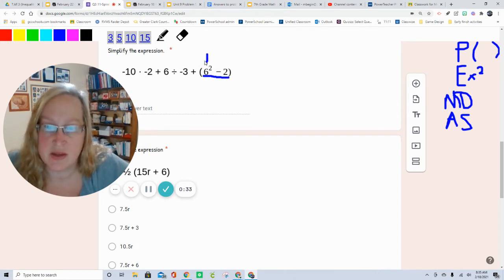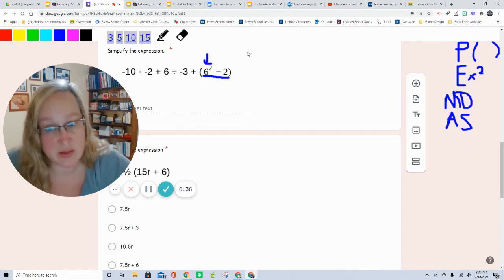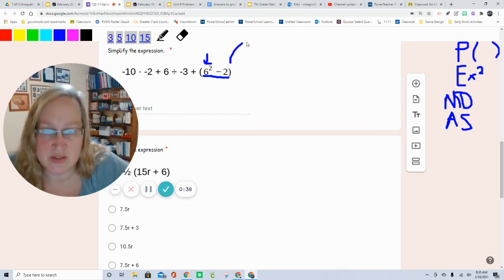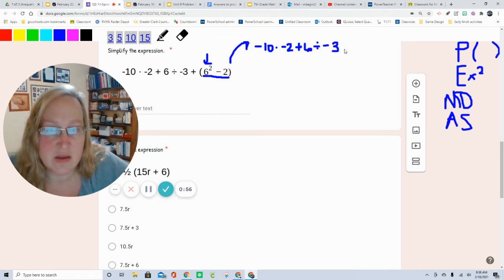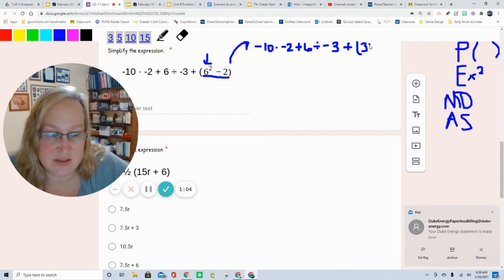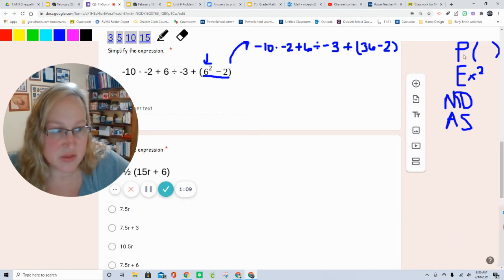the parentheses, but there's an exponent that I have to do first within those parentheses. So I'm going to bring this over here because I'm going to need lots of room. It won't write anymore. There we go. So negative 10 doesn't change. Times negative 2 still doesn't change because I can't deal with it yet. Plus 6 divided by negative 3 plus, now I can deal with the exponents now. So 6 squared, I'm going to write as 36 because that is the next step. Subtract 2. Still need to solve within the parentheses.